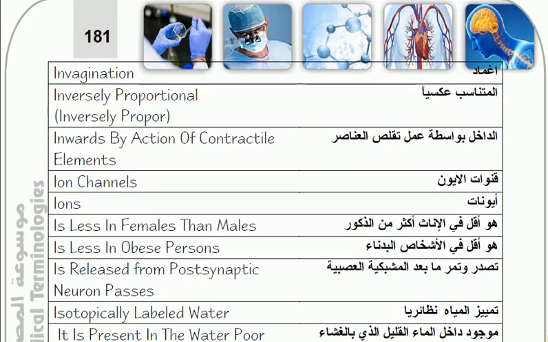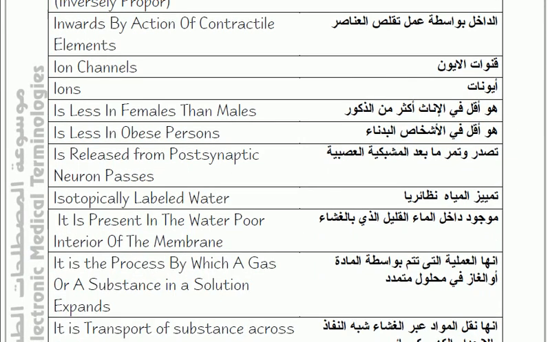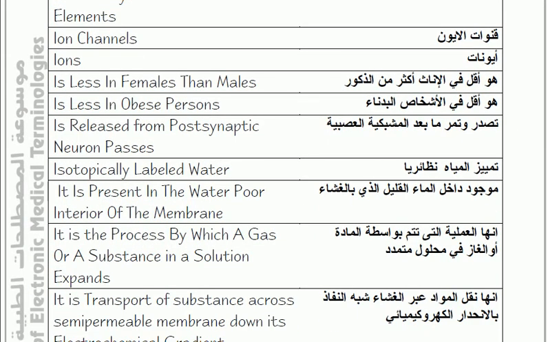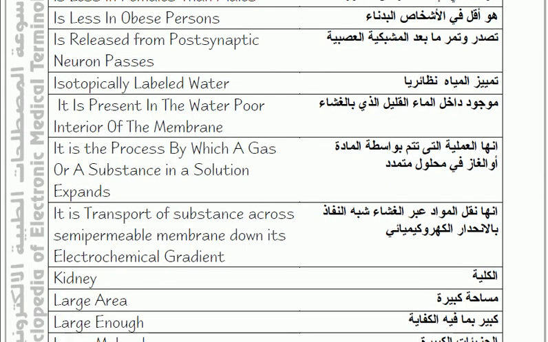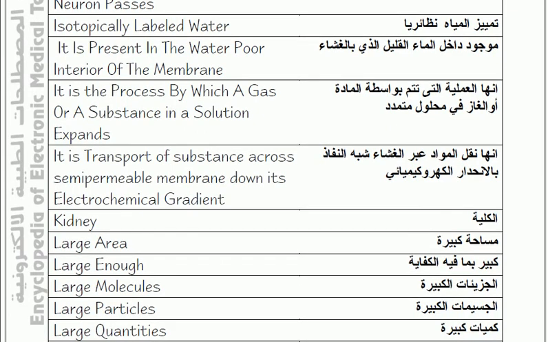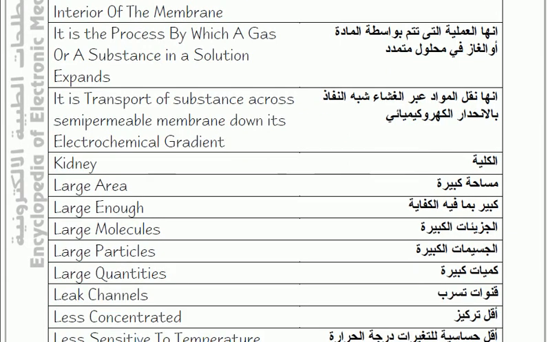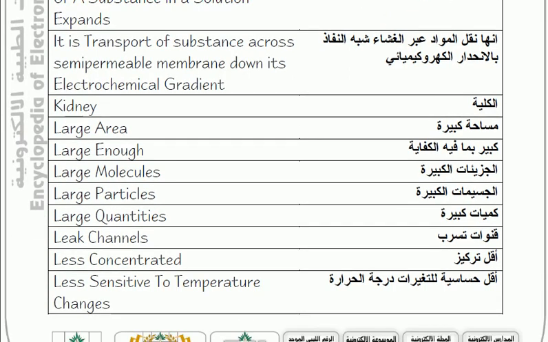Invagination. Inversely proportional. Inwards by action of contractile elements. Ion channels. Ions. Is less in females than males. Is less in obese persons. Is released from postsynaptic neuron passes. Isotopically labeled water. It is present in the water-poor interior of the membrane. It is the process by which a gas or a substance in a solution expands. It is transport of substance across semipermeable membrane down its electrochemical gradient.